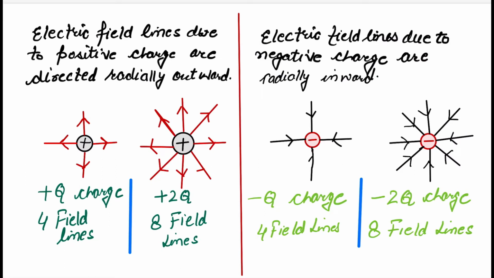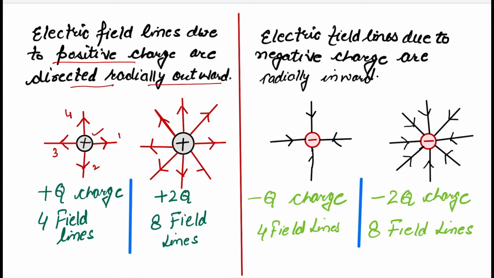Then we know that the charges are of two types. One are the positive charges and another one are the negative charges. So, electric field lines due to positive charge are directed radially outward. We have chosen a positive Q charge here. It's a positive charge and 4 electric field lines are coming out from it: 1, 2, 3, 4. Right? An arrow is put on the line and it is in the outward direction. So, electric field lines due to positive charge are directed radially outward.